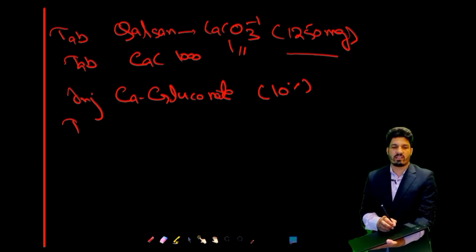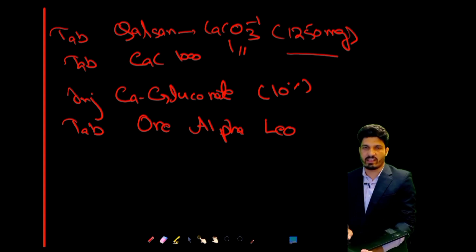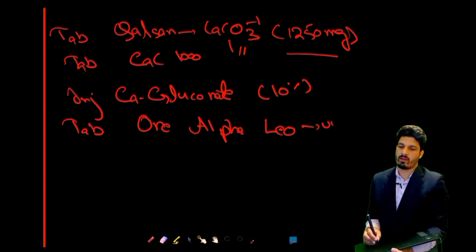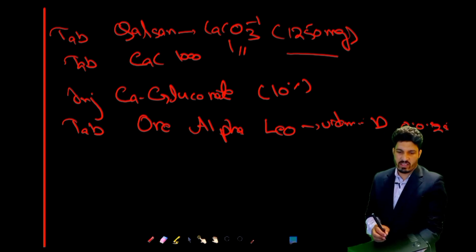Then you have the tablet 1-alpha Leo, and it contains vitamin D in the dose of 0.025 micrograms. Then there is a concept of corrected calcium.